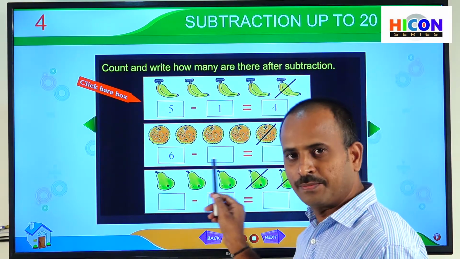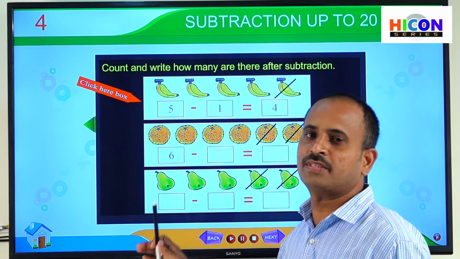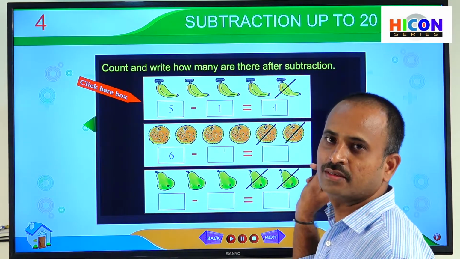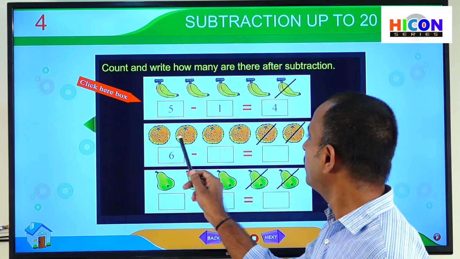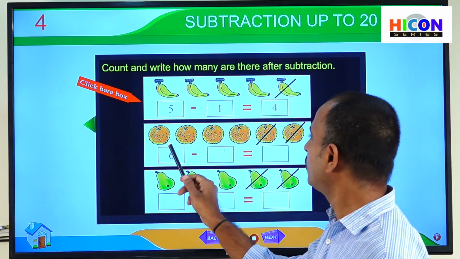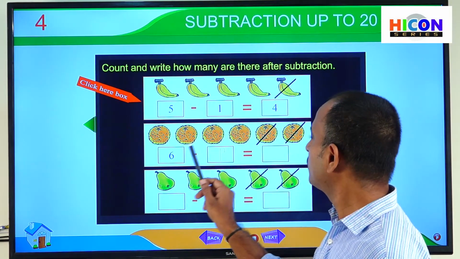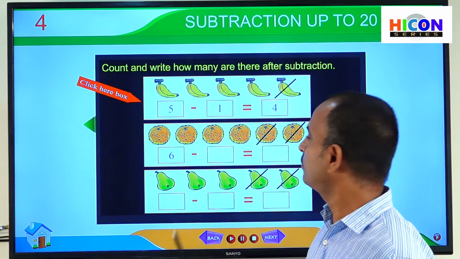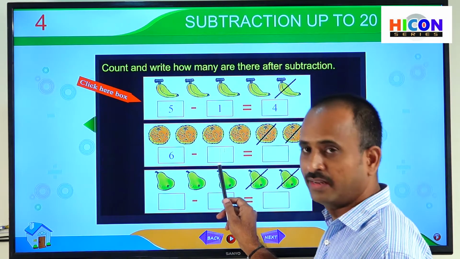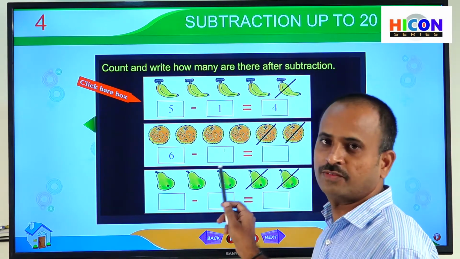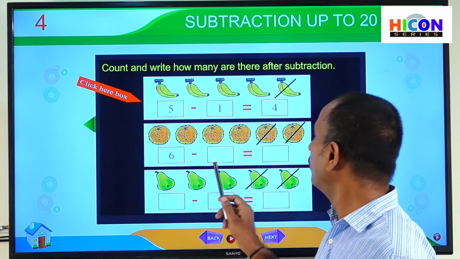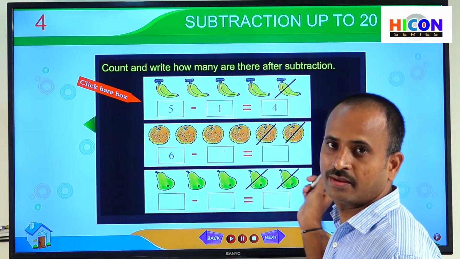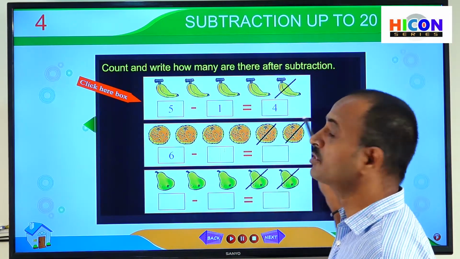So in every subtraction the first number represents the total number of objects. That means here how many oranges are there in total? So in total there are 6 oranges. So that's why we write 6 in the first box. Next, what do we have to write in the second box? In the second box we have to write the number of oranges taken away. That means how many oranges are struck off.